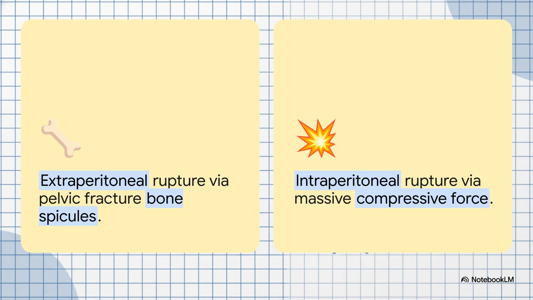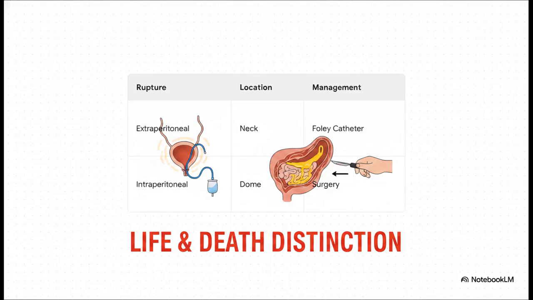Second, we have the intraperitoneal catastrophe. This is driven by massive compressive force on a fully distended bladder. Imagine a seatbelt compressing the abdomen in a high-speed crash. The bladder dome, which is the only segment actually covered by the peritoneum, literally blows out. So this management matrix outlines exactly why that anatomic distinction is a matter of life and death.